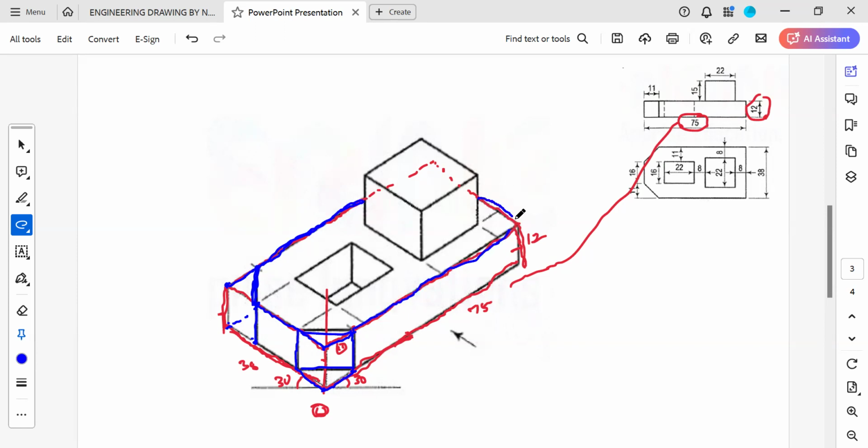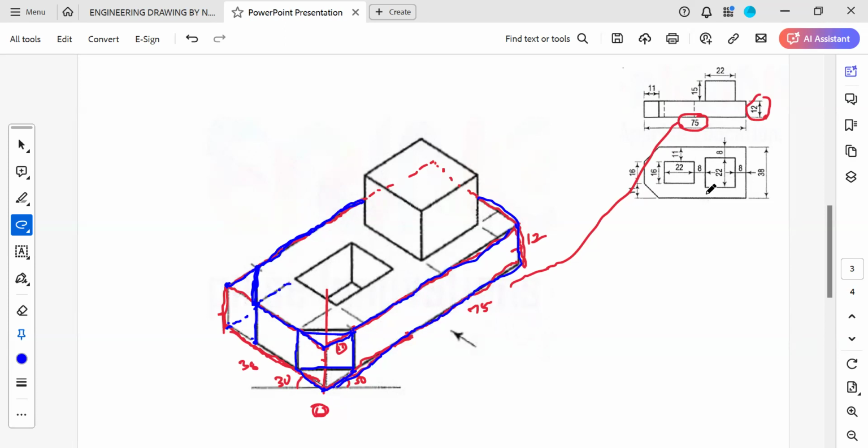Okay, so once you have completed this portion, then you go to the removal of the part. Here the part is removed. The dimensions are given. So this one is at a distance of 11. At this distance 11, you draw one dotted line, so that the dimension is given.